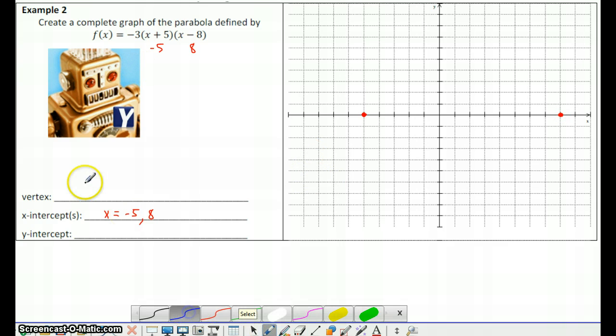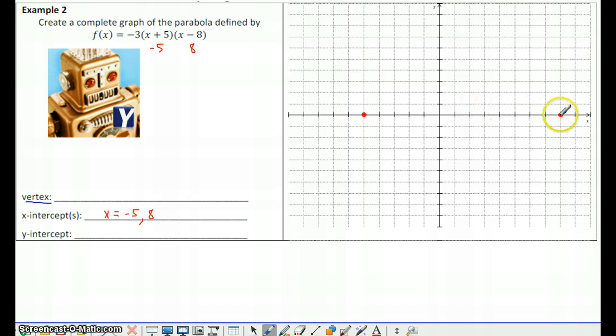Although this is not in vertex form, I know something special about the vertex in relation to the roots. It's exactly halfway in between there. So if I take the average of -5 and 8, it's going to be right here in the middle. Actually, I'll do this: 8 minus 5 is 3, and the average of that is 1.5. So that's why right here is going to be my line of symmetry, at 1.5.